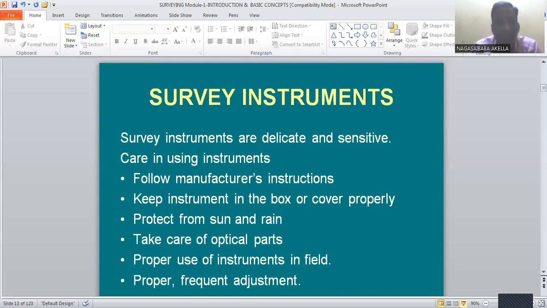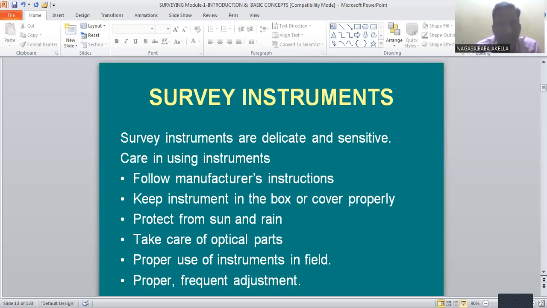Next one, keep the instrument in the box or cover properly. After your work is completed, keep that instrument in the box provided. Protect the instrument from sun and rain. Take an umbrella and protect your instrument from sun and rain. Take care of optical parts.